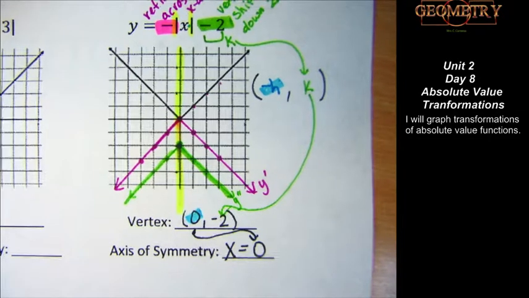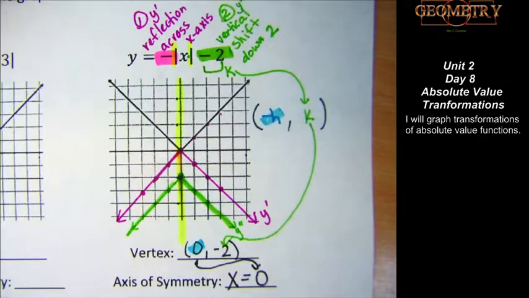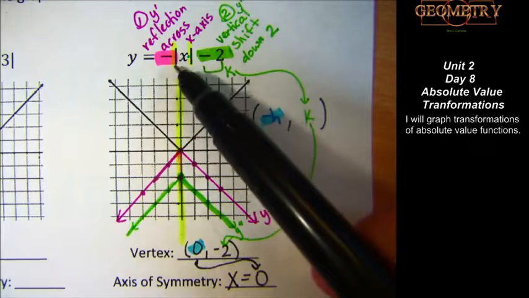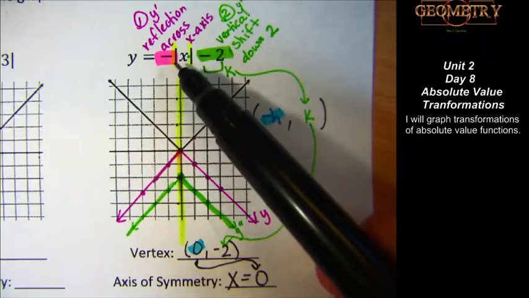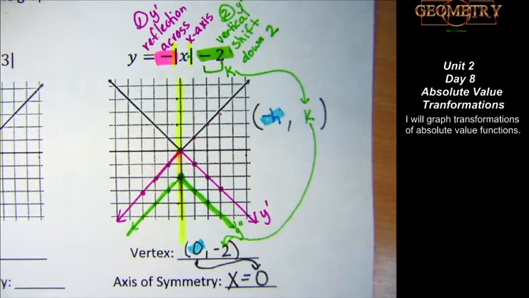Ask me 2 questions about this. So if it doesn't have anything in front of the x, it's just 1. Correct. If it doesn't have anything out here in front of the absolute value, we're going to assume that its values are 1. Great question. One more question about this, please.